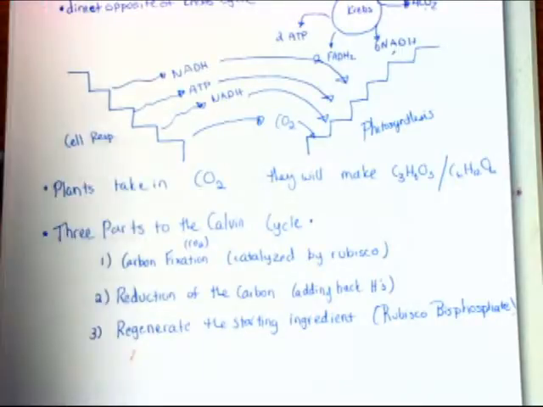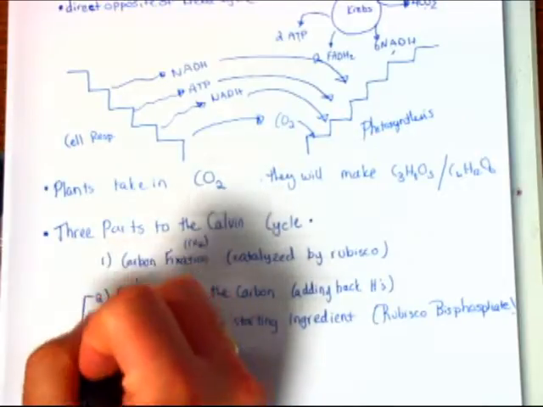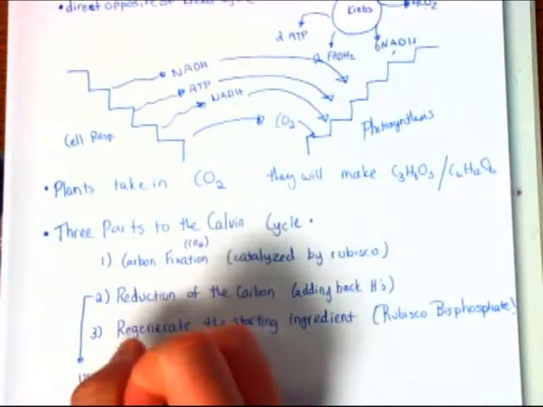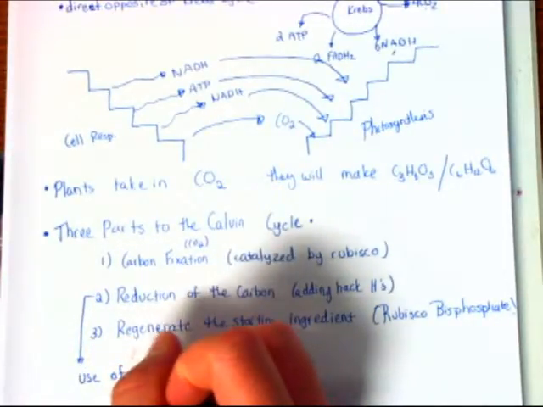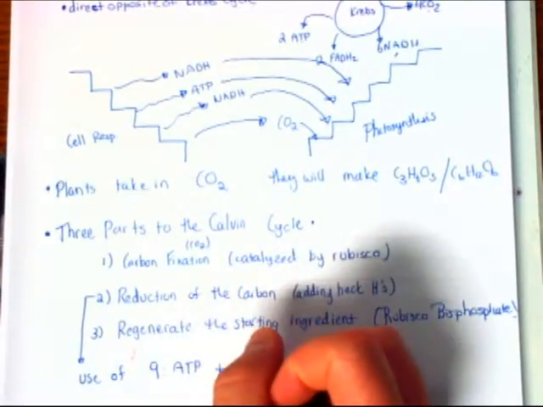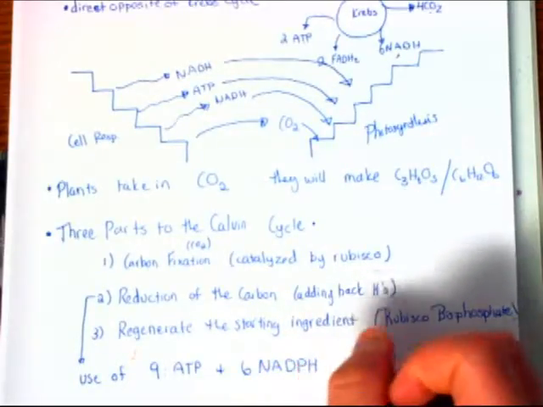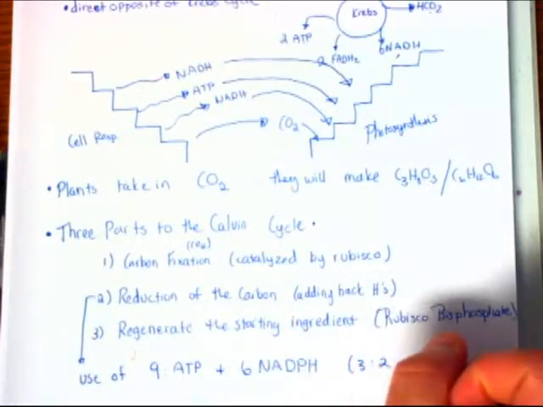So you might want to jot down at the very end that in your Calvin cycle, during this reduction phase, there is the use of 9 ATP and 6 NADPHs. The 3-to-2 ratio.